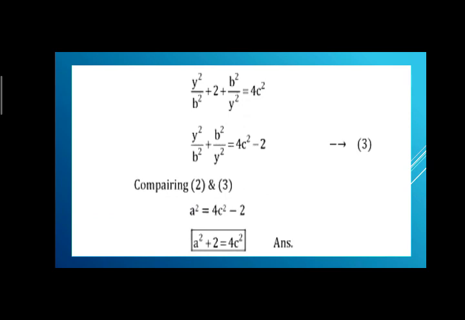Now compare both these equations. So after the comparison, we have a square is equal to 4c square minus 2. Now you just further simplify this term to make your answer easy. So a square plus 2 is equal to 4c square.